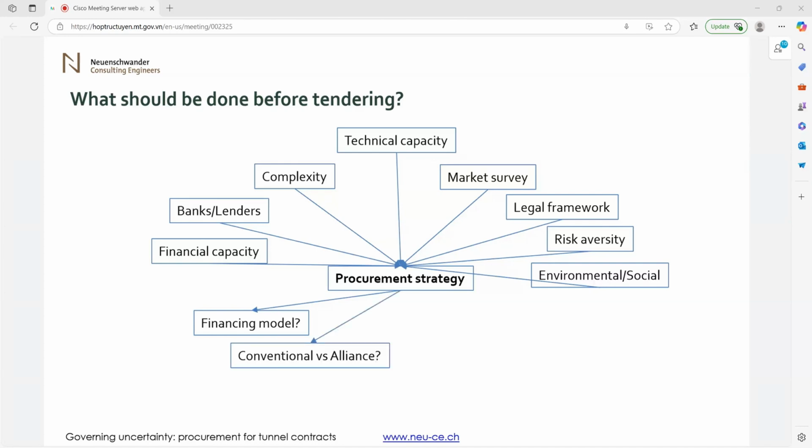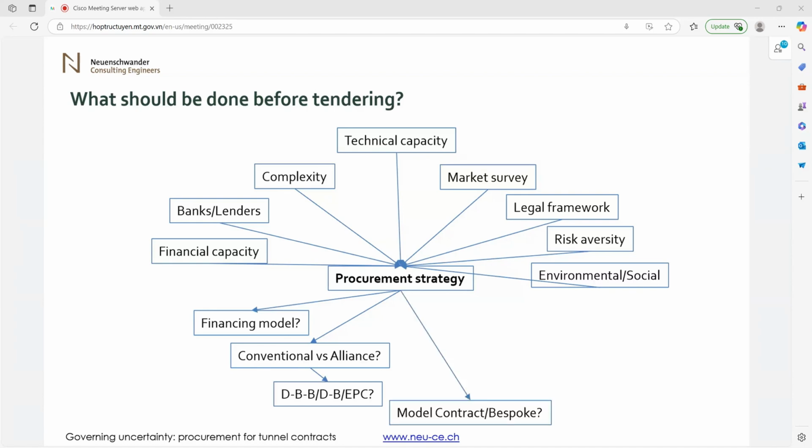And this will all flow into a financing model. You'll have to see how this is going to be funded. Is this going to be conventional or is it going to be an alliance contract? And if it is a conventional contract, is it a design bid build, or is it a design build, or is it an EPC contract?